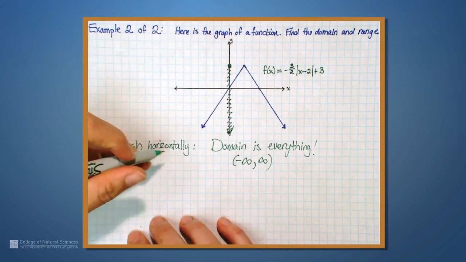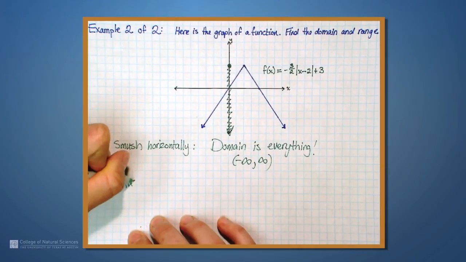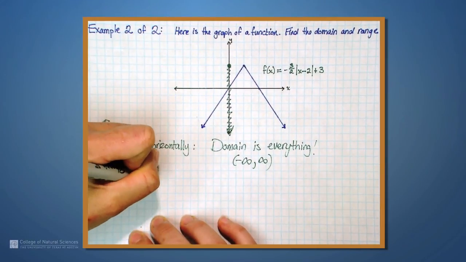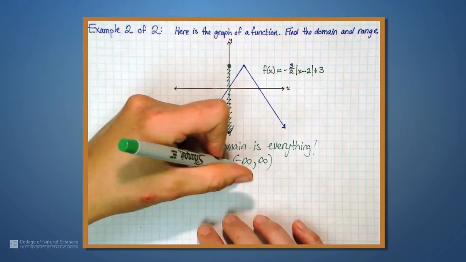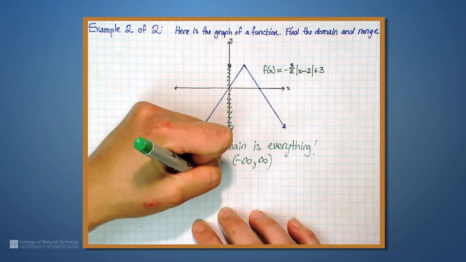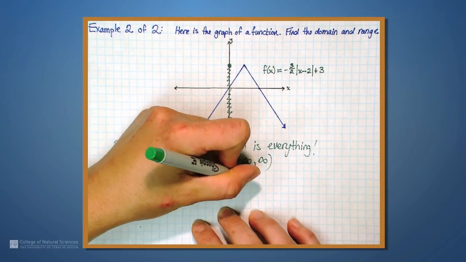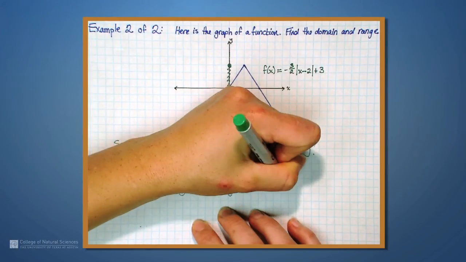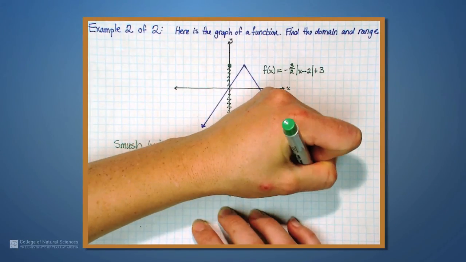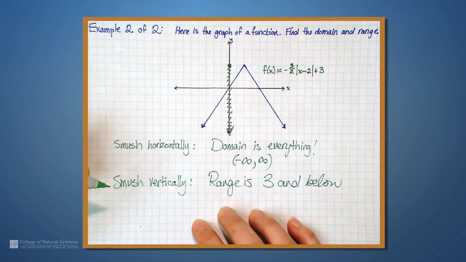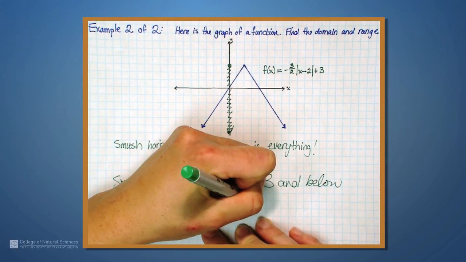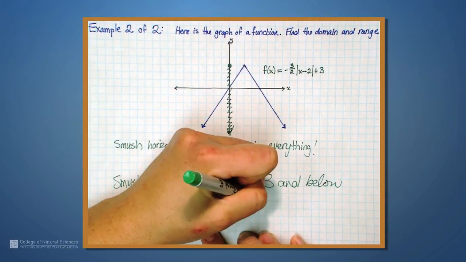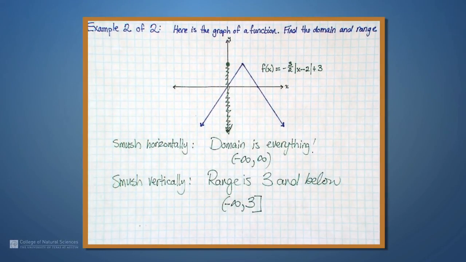And so when I smush vertically, I discover, much to my delight, that the range is 3 and below. You want to know the fancy way of writing that? -infinity all the way up to 3, inclusive. I want 3 to count.